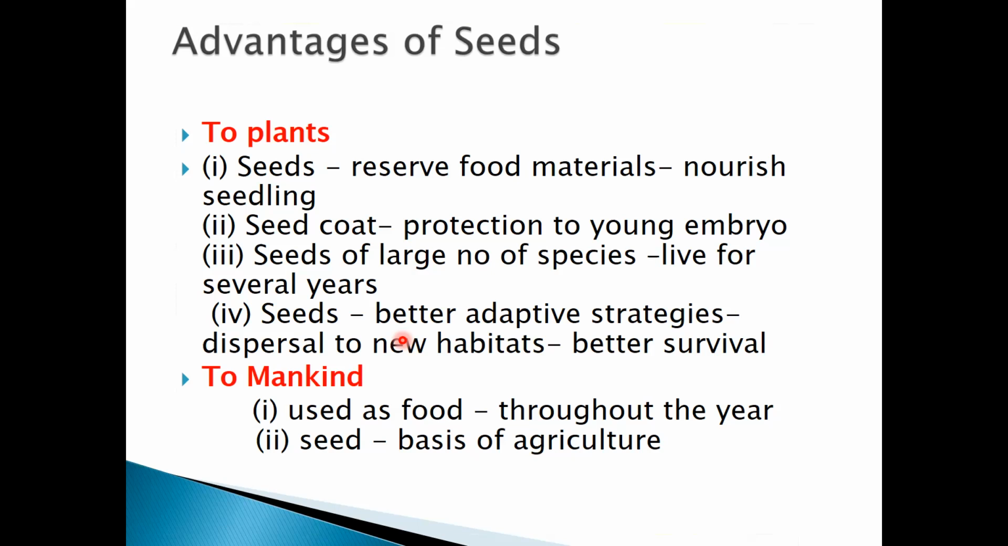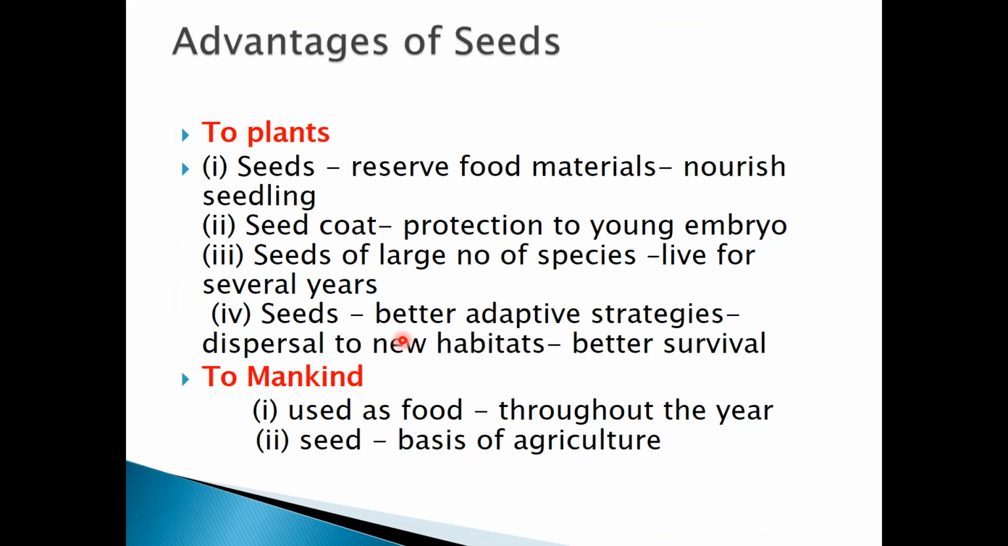The seed coat protects the growing embryo. The seed coat, that is testa and tegmen, helps in the protection of the embryo. Seeds of a large number of species live for several years. Yes, seeds of many species can be stored for a very long time. For many years they can store the seeds and germinate them later.